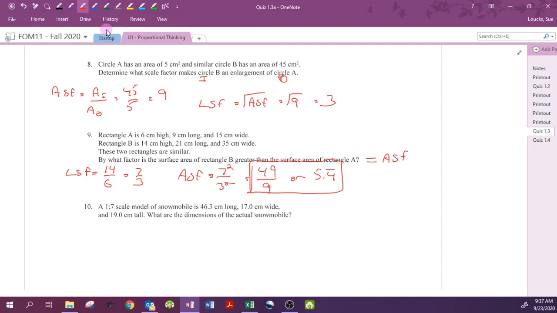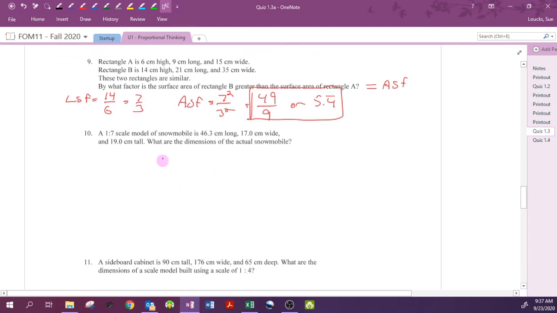Question 10 is exactly like one we did on the other page, even to the scale. It's 1 to 7. So you're just going to go all these numbers times 7. 46.3 times 7 is 324.1 centimeters. Make sure you're including units on this one. And then you get, oops, sorry, I put my decimal in the wrong place. It's a really big snowmobile. No, that's right. Sorry, 0.1. There we go. And 119 centimeters and 133 centimeters.